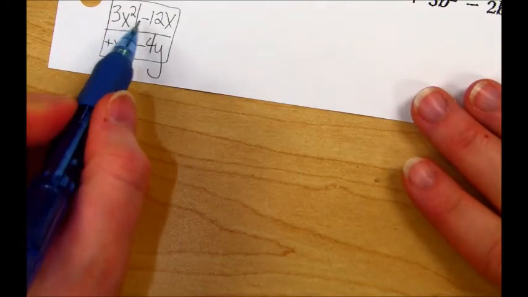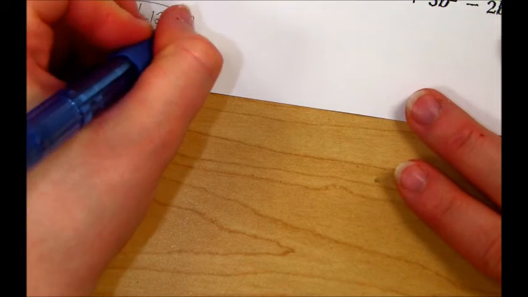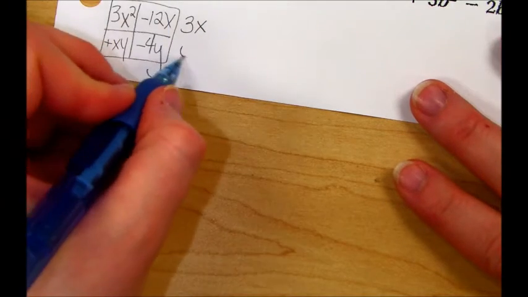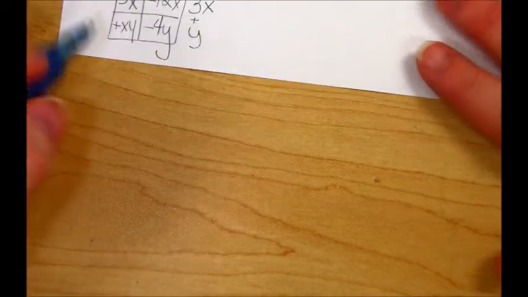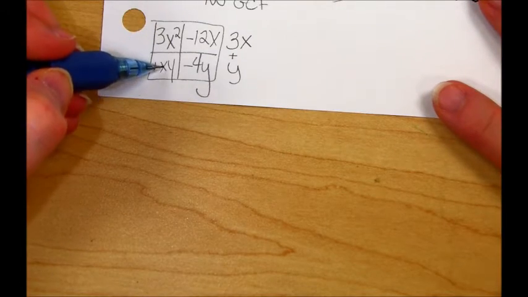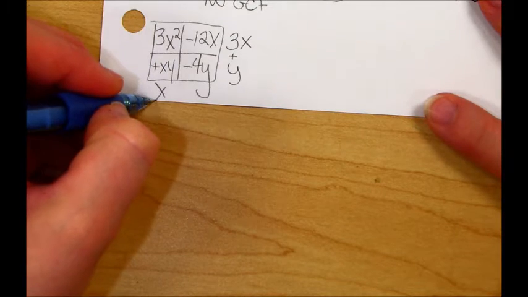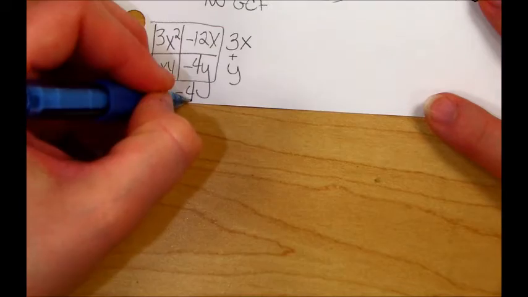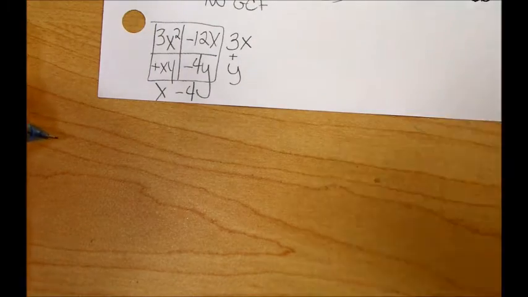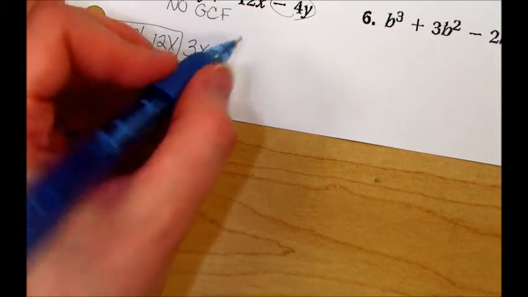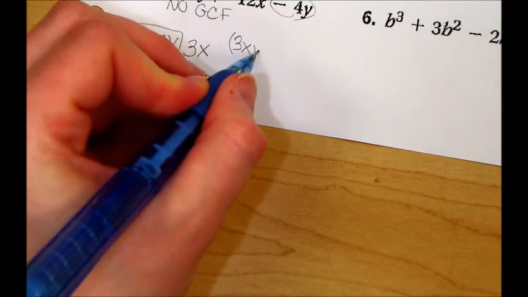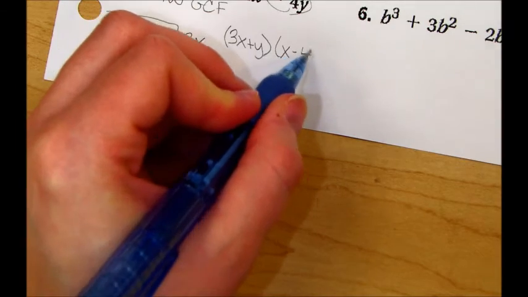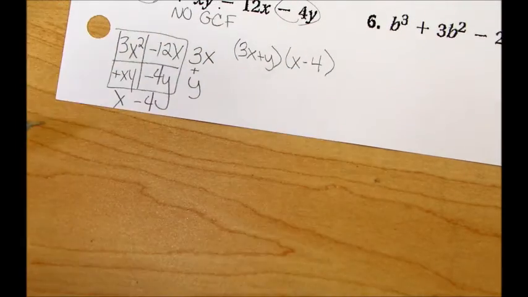The GCF going across this way is a 3x and the GCF going across this way is a y, a positive y. The GCF going this way is a positive x, and the GCF going this way is a negative 4. It goes into both of those numbers. This problem is ready to be factored: 3x plus y and x minus 4. You should do a quick check just to double check that this is correct.